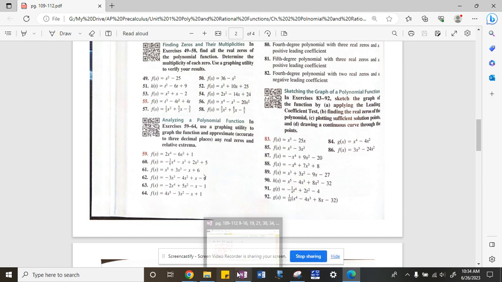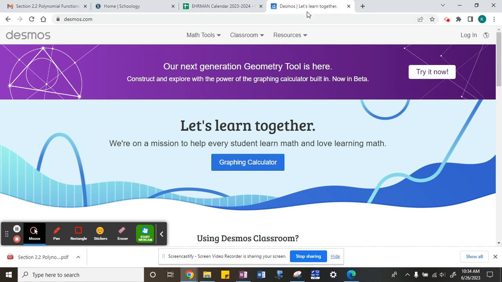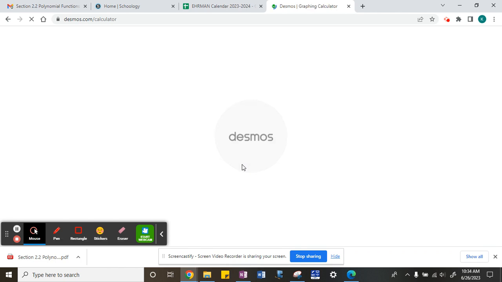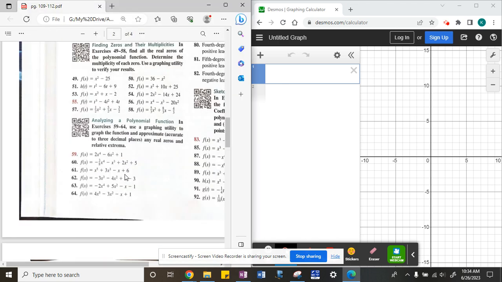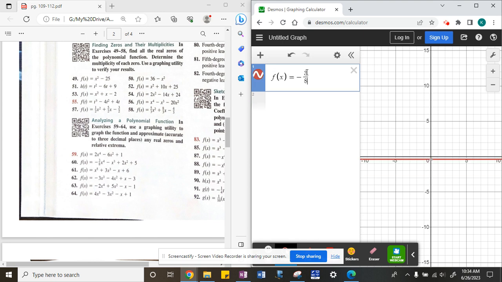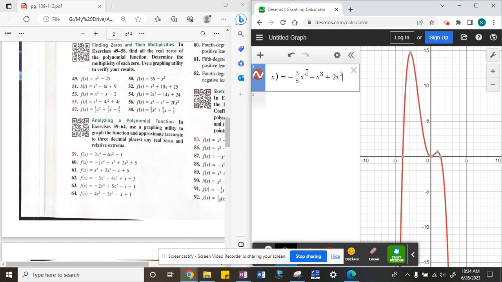So anyway, I can put this into Desmos. And this is what you can do if you left your graphing calculator at home. It does not mean you can't do your homework. F of x equals, we're doing 60, so negative 3/8 x to the 4th minus x to the 3rd plus 2x squared plus 5.